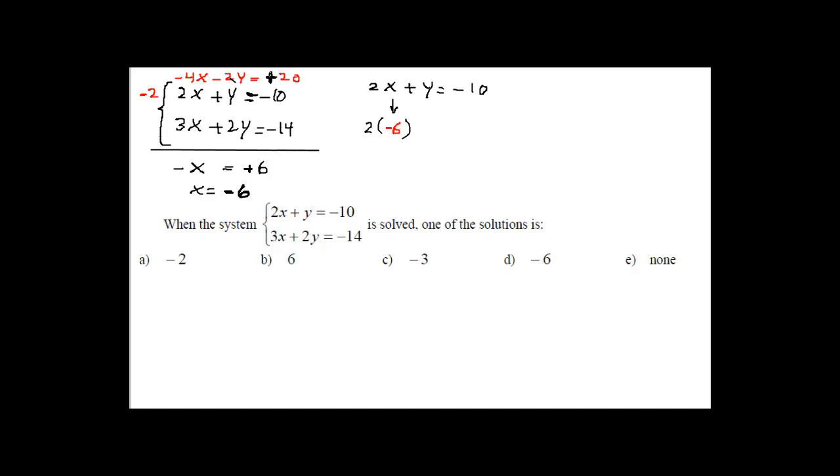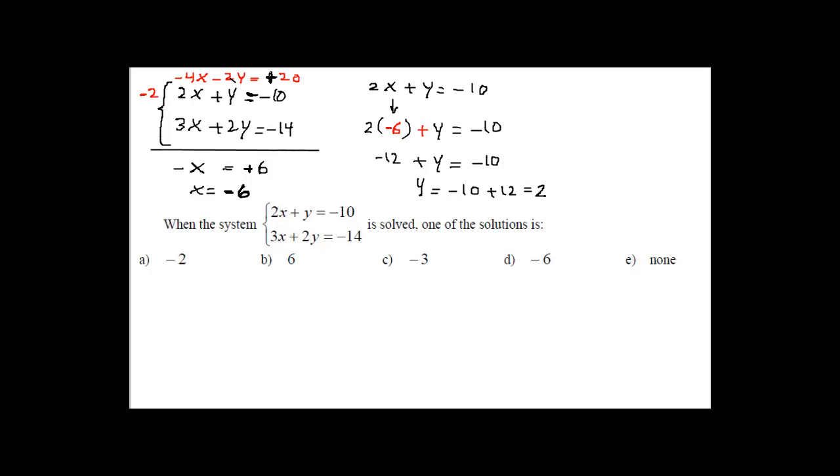Now let's go ahead and solve for y. If I substitute x equals -6, I can solve for y. Minus 12 plus y equals -10. So y is equal to -10 plus 12. So what is y equal to? Anyone with the mic? You can click on the mic and talk. Y equals 2, positive 2. Very good. Y is equal to positive 2.